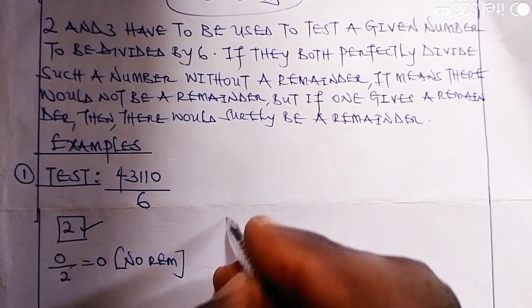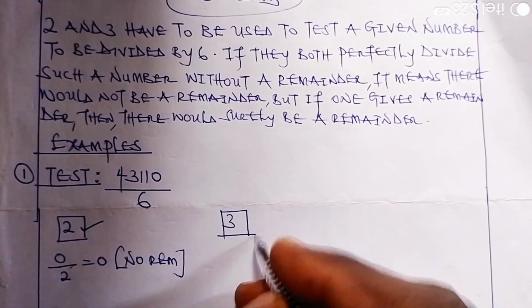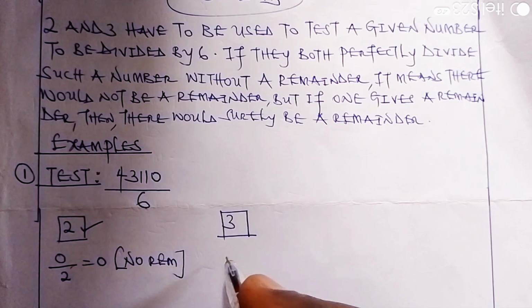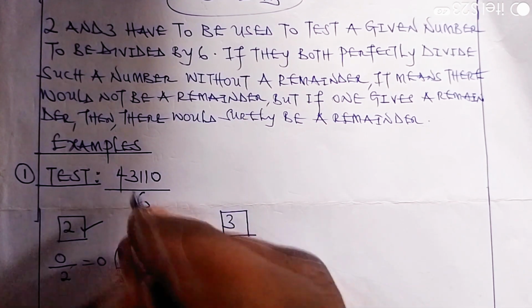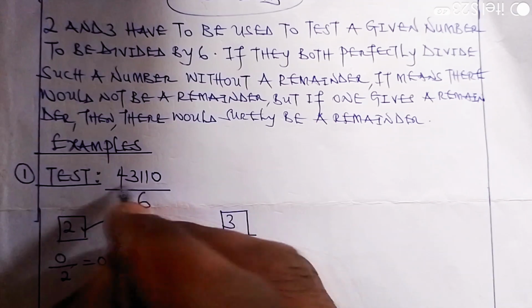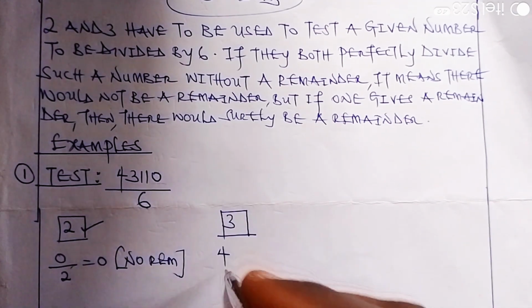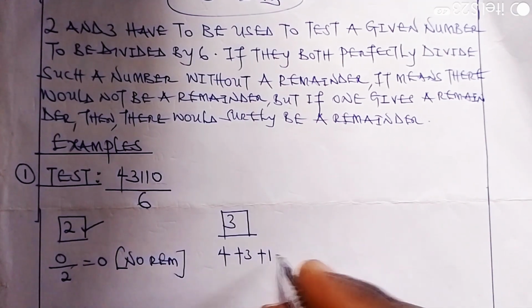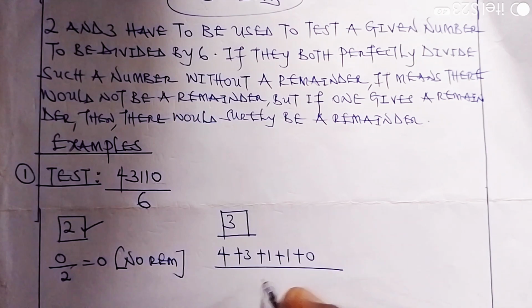Now let's see if 3 will pass the same test. How do we get to know if 3 will divide this number? You can go to the second video on this channel, where justice was done to this. So how do I get to know if 3 will divide a number? The next thing you have to do is add up all the digits. For 3: 4 plus 3 plus 1 plus 1 plus 0, over 3.